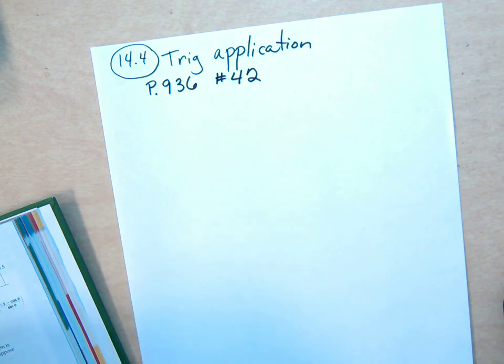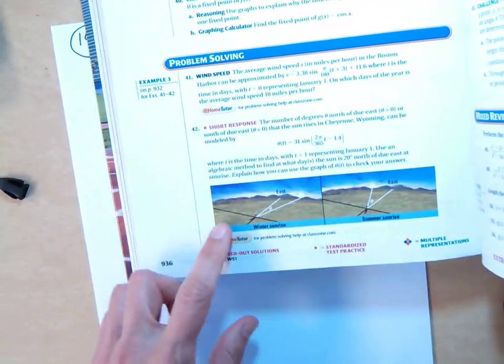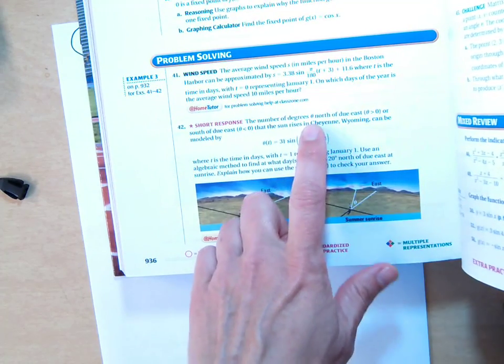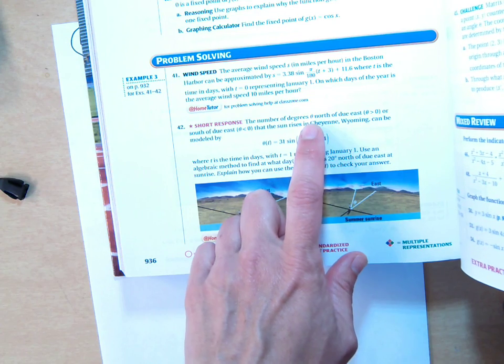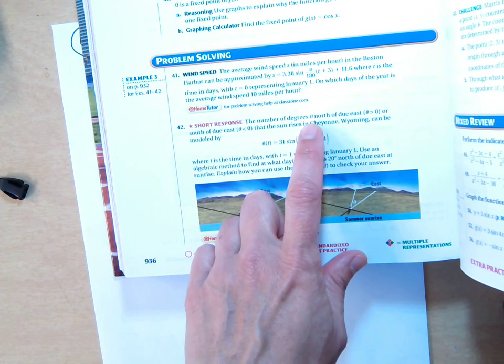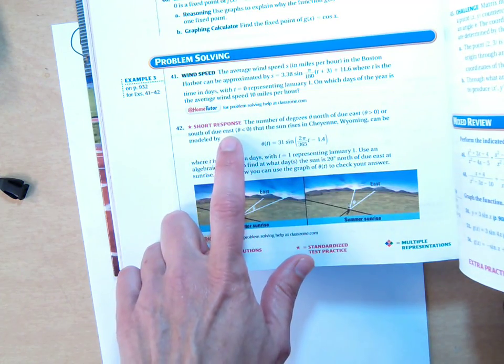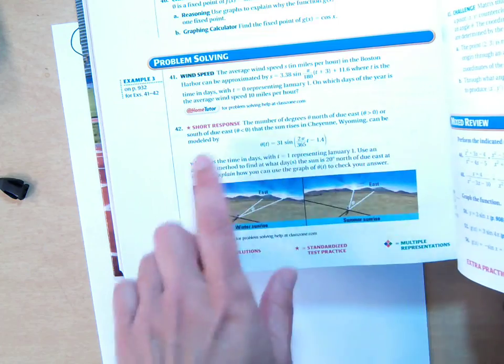Okay, section 14.4, trig application on page 936, number 42 says this here: the number of degrees, so now we're back to using that symbol theta. The number of degrees theta, which is the same as x, north of due east or south of due east, that the sun rises in Cheyenne, Wyoming, can be modeled by this.